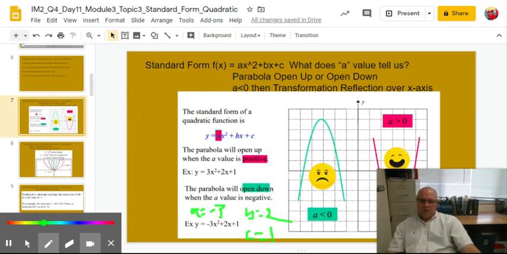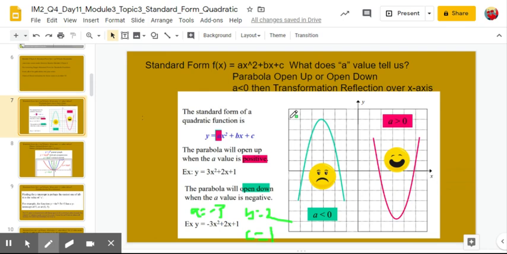All right. So we know that if the parabola opens down from yesterday's lesson, that the a value is less than 0. So our a value would be a negative number. If the parabola opens up, then the a value is a positive number. So when it opens down, we know there's been a reflection over the x-axis, right? So if the a value is a negative number, the parabola reflects over the x-axis.